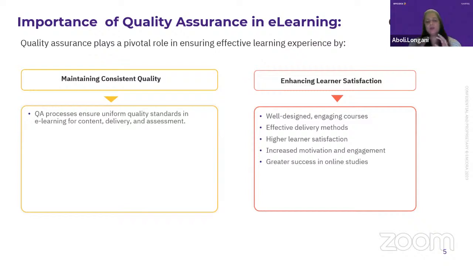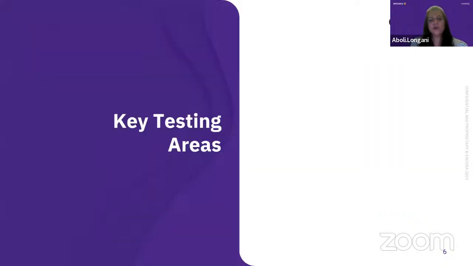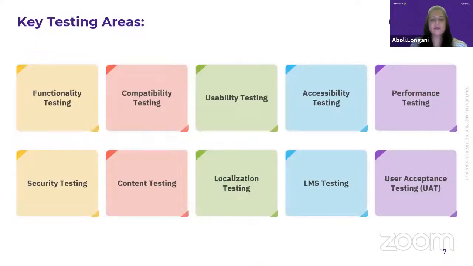So learners are more likely to be satisfied if we give them a good experience, right? And when learners find the content engaging and the platform very easy to use, the motivation and engagement levels naturally increase. And ultimately, all these factors contribute to higher success rates in online studies as learners are better supported and more engaged. Moving on, now let's explore the key testing areas.